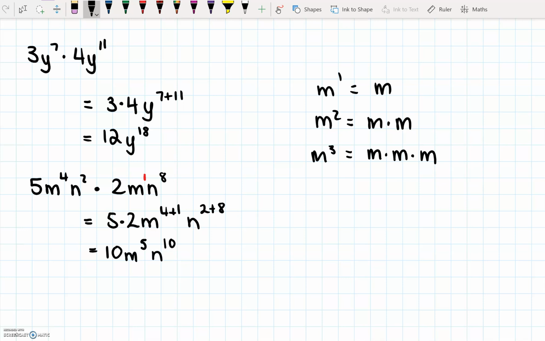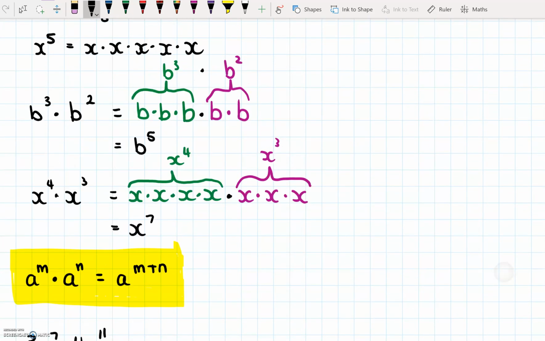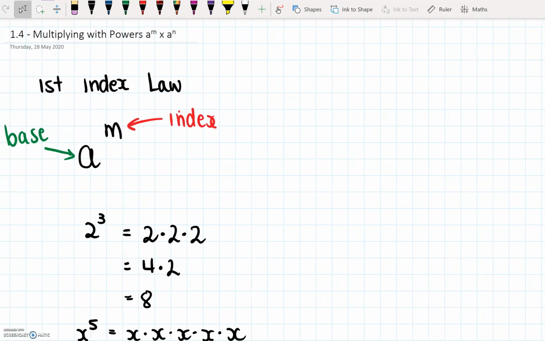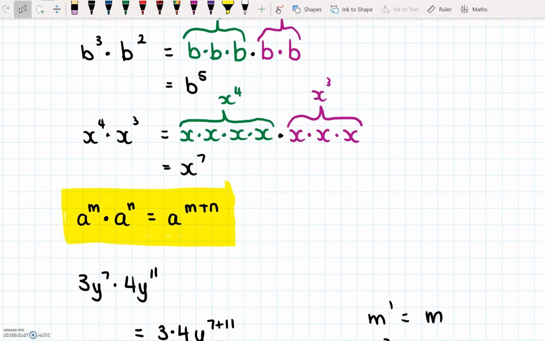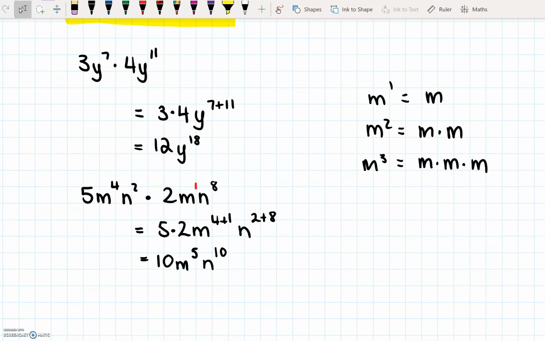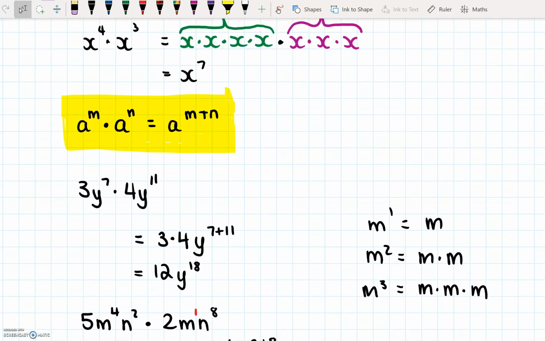Okay, and this is multiplying with powers. Okay, so this is using our first index law. Okay, so just remember this one, and that should be pretty easy for you. This is a nice one.